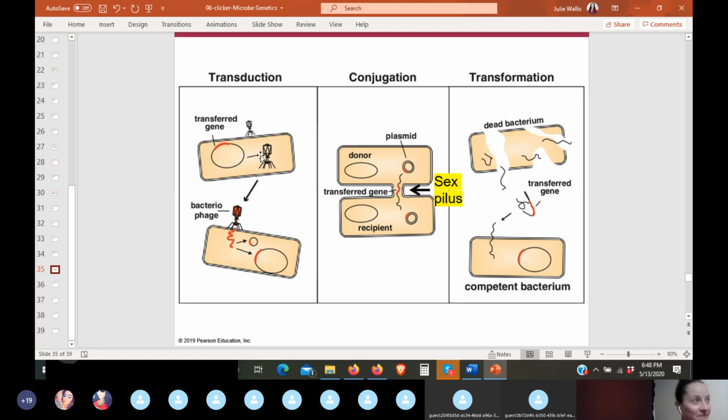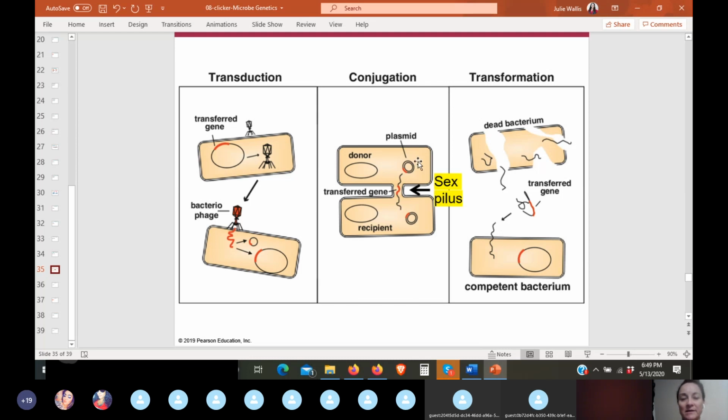One of the caveats to that, which is more detailed than you need for this class, is that these viruses can actually take up genetic material from a different bacteria. So viruses can transfer DNA from one species of bacteria to another species of bacteria through transduction.